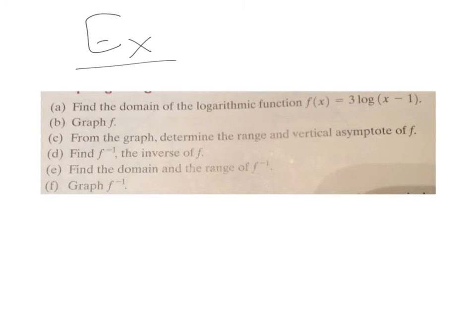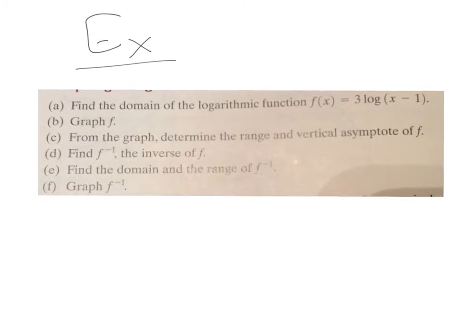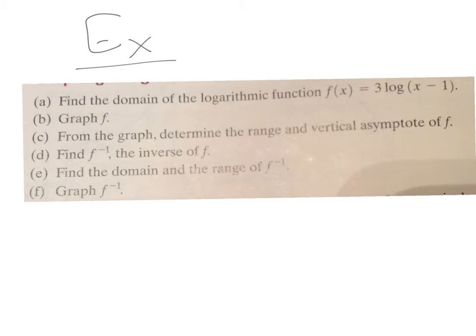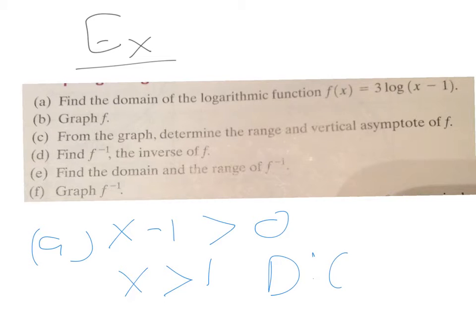Alright, here's an example similar to the one we did before, where you're given an equation, f of x equals 3 log of x minus 1. You're asked to find the domain, then graph it, then determine the vertical asymptote, the range. Pretty much everything we've done before, except we're dealing with a form of the common logarithm instead of the natural log. So for part A, to find the domain, you take the input and find out where it's greater than 0. And that tells you the domain would be all values greater than 1. So to write it in interval notation, it would be all the values from 1 to infinity.